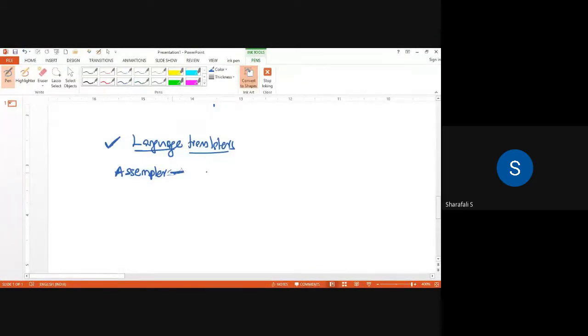The assembler is required when you are converting a program from assembly language.